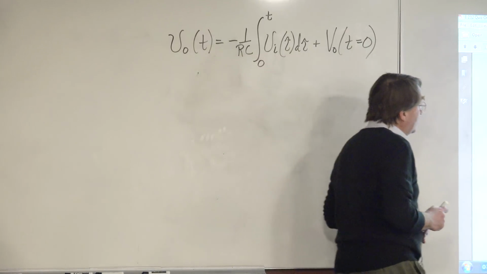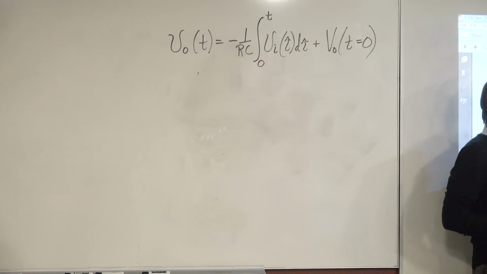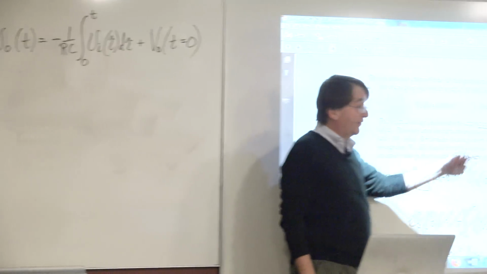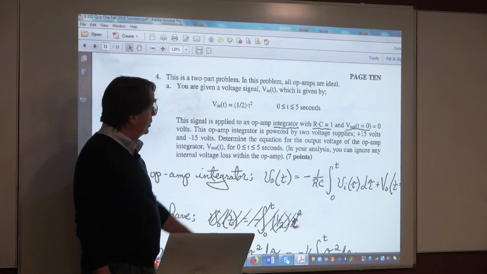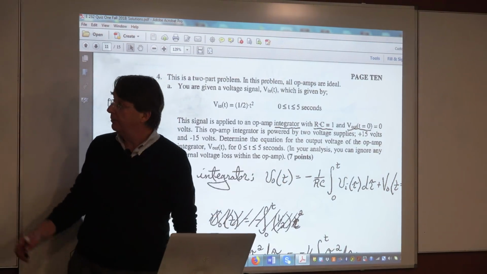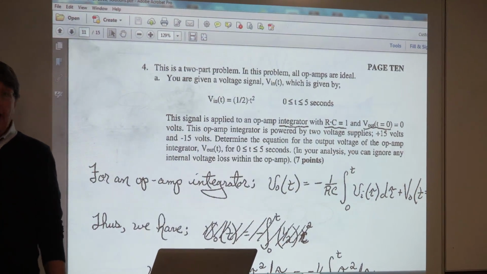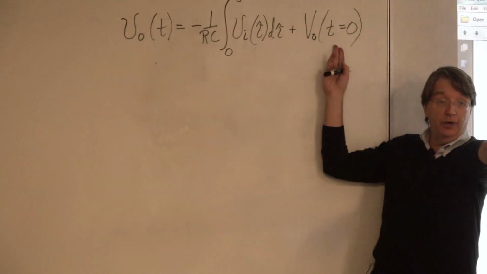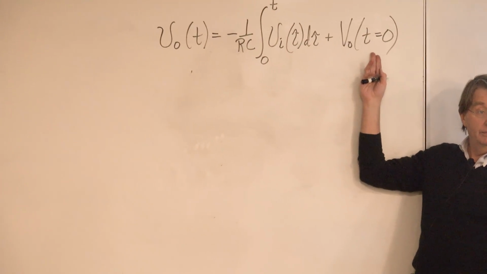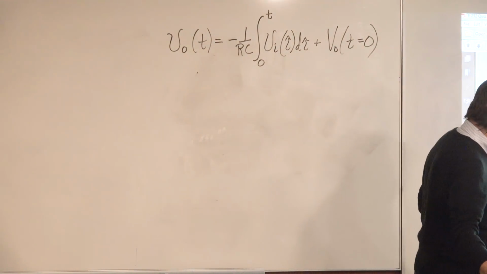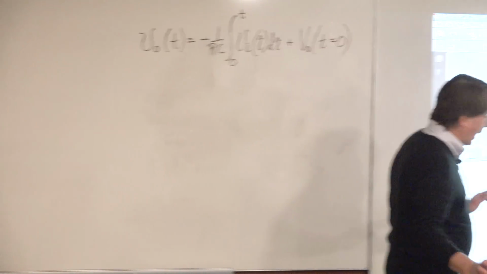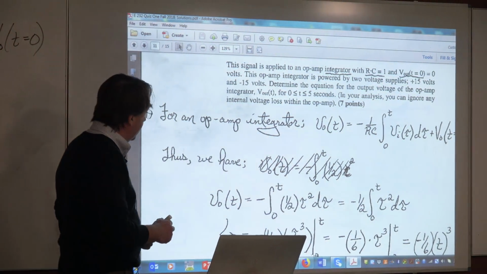So now, what's the input? I give you the input as 1/2 times t squared, and that's for 5 seconds. What's the output? I tell you that R times C is 1. And I tell you that the initial condition at the output is 0. So what I get, now please, feel free to ask me questions, especially here, because this is your first time seeing it.